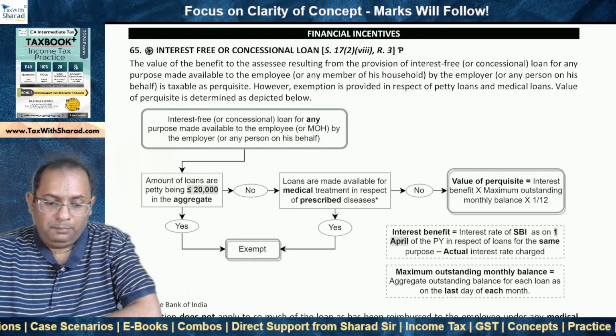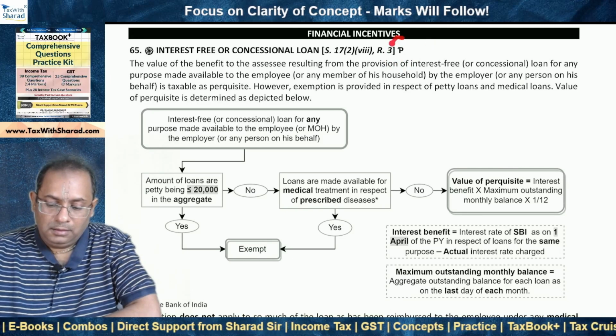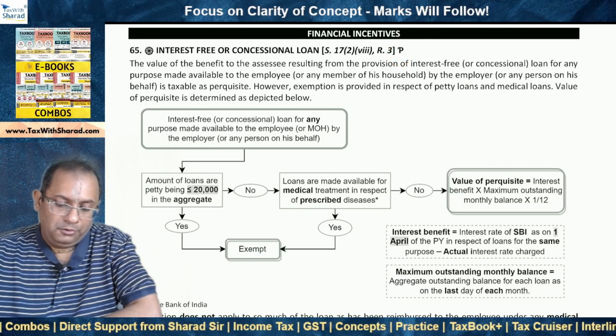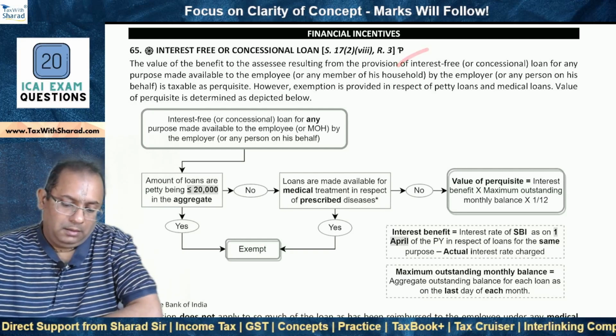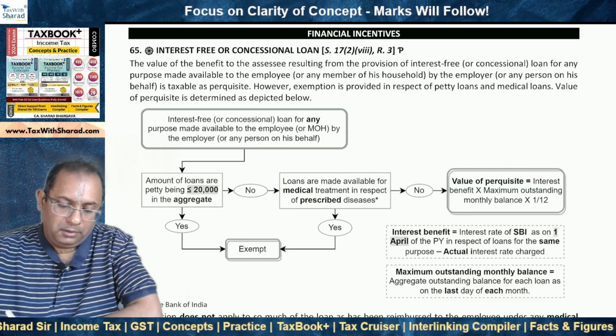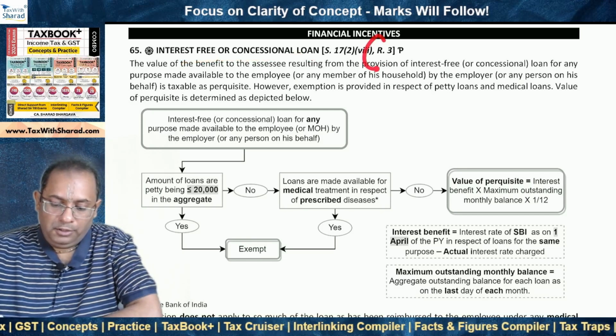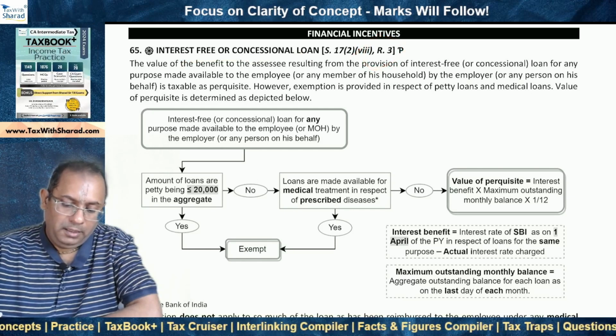You see the symbol P, which means perquisite. So wherever in the chapter on salaries it is the symbol which you find, then you should understand that this is a perquisite which will be added to the salary income as a perquisite. So we are talking about interest-free or concessional loan, and the valuation mechanism is provided under Rule 3.